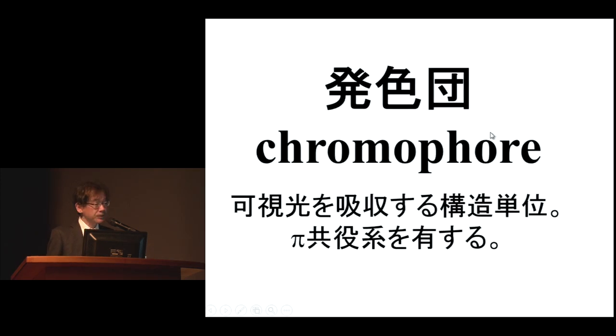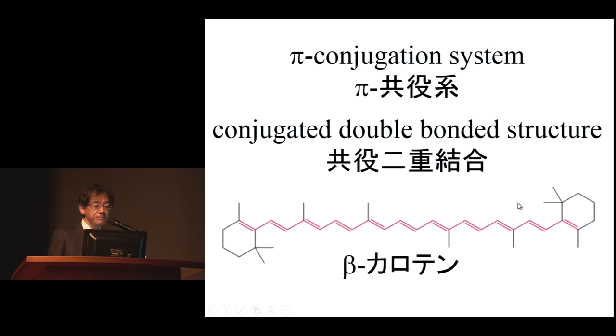And I'm going to use this term very often today, chromophore. It's a structure unit that absorbs visible light at a certain wavelength, and it is responsible for color. In most cases, a chromophore has a pi conjugation system, or conjugated double bonded structure. As you can see here in the beta carotene structure, single and double bonds appear alternately, so that pi electrons can be delocalized over the compound. That's very important for interaction with visible light.